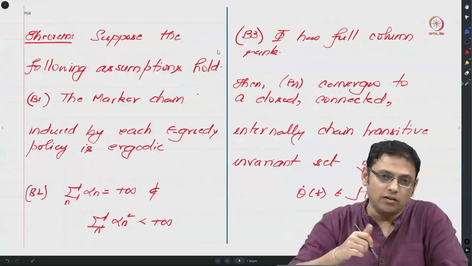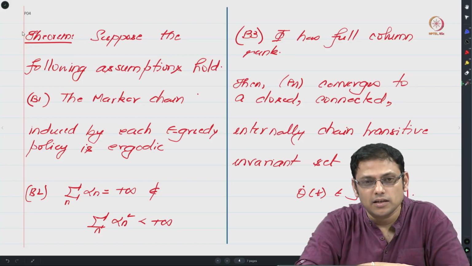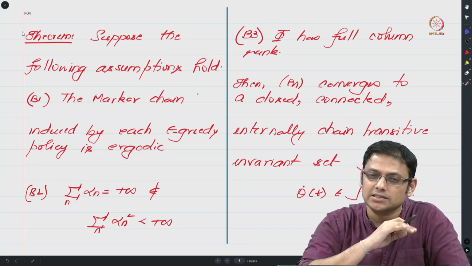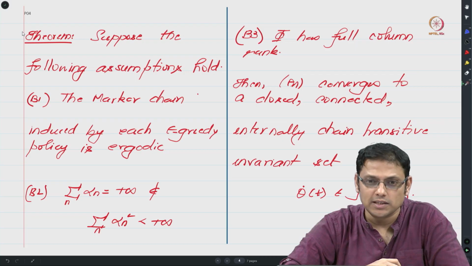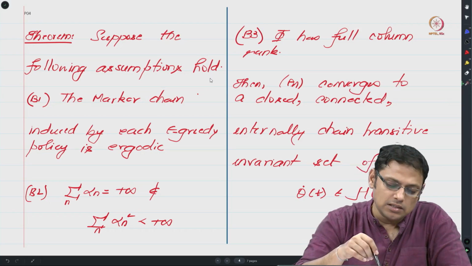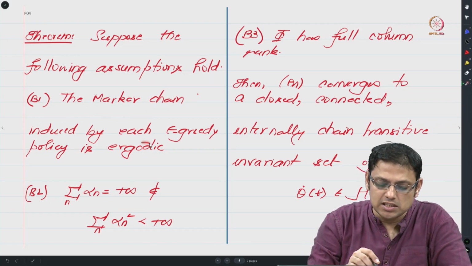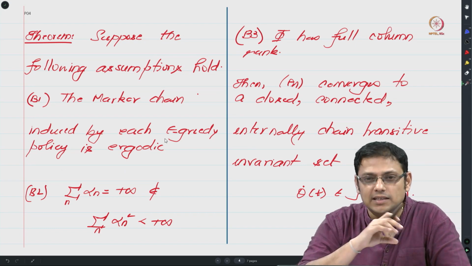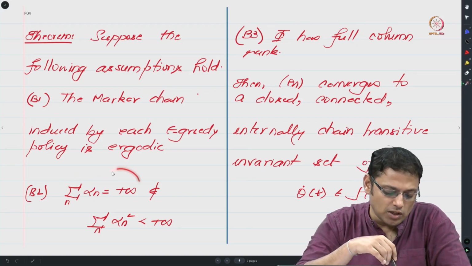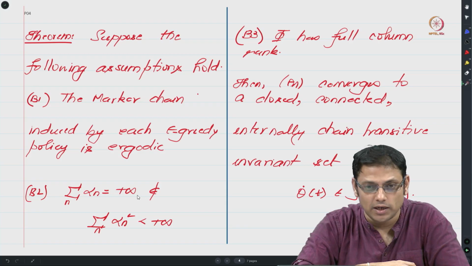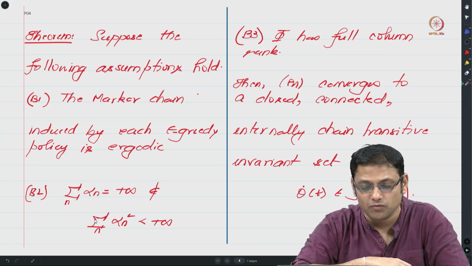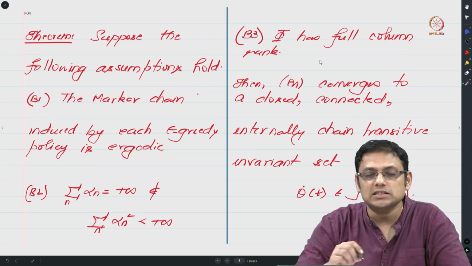And with this in mind, we have proved the following theorem in that paper that I mentioned, whose screenshot I had shared in lecture number 47. There we had shown that, suppose the following assumptions hold: the Markov chain induced by each epsilon greedy policy is ergodic. This is needed to ensure that your stationary distributions and all those things are well defined. Further, suppose your step sizes satisfy the usual Robbins-Monro condition, which is that the step sizes add up to infinity and the sum of squares of the step sizes is less than infinity. And finally, suppose that phi has full column rank.